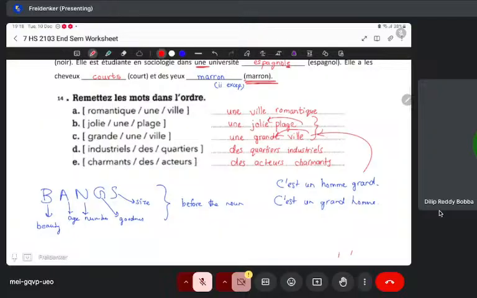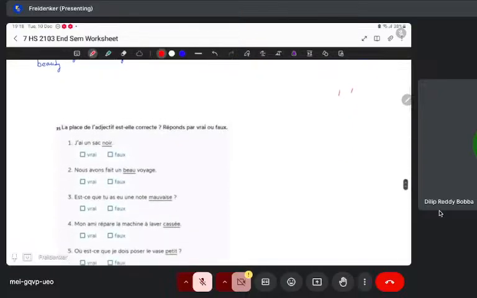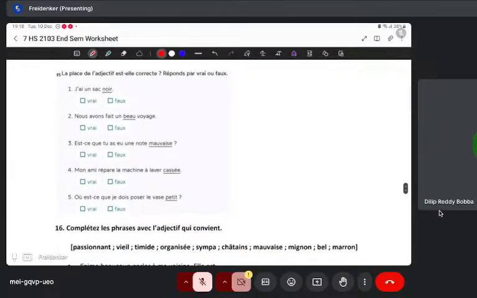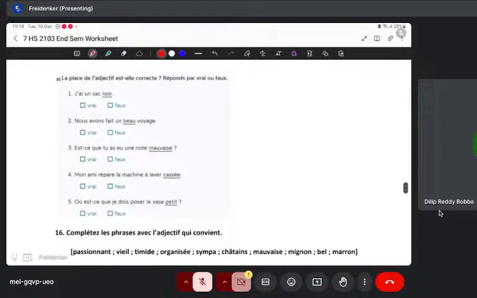Okay, nice. Now they're asking true false questions. They're asking if the adjective is correctly placed. So we'll see, are the adjectives correctly placed. So, I have a black bag. Color is coming after the noun, so it is correct. Color is placed after the noun.